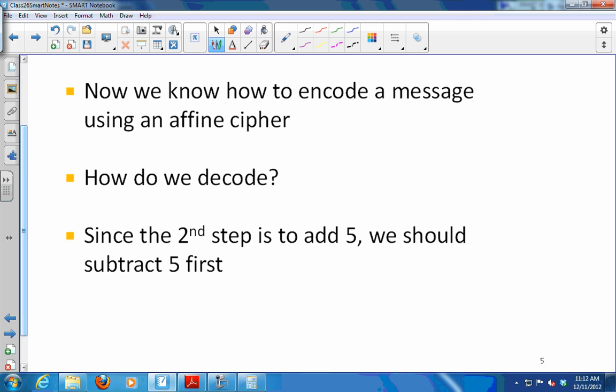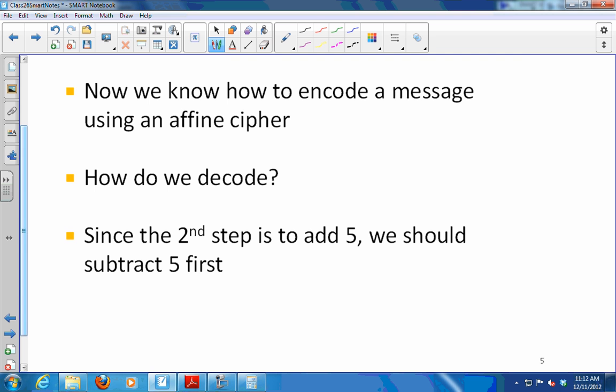For our encoding process, we multiplied by 3, then added 5. So to undo it, you have to undo it in the reverse process that you did it. Kind of like if you put on your socks and then put on your shoes, to undo it, you have to take off your shoes, then take off your socks, right? Undo it in the reverse process. So if you multiply by 3, then add 5, the first thing you would do is subtract 5.